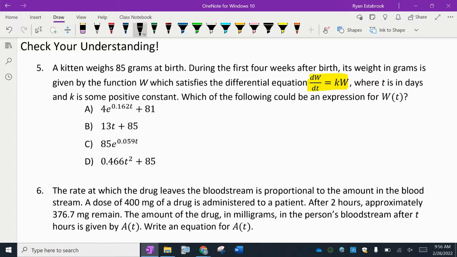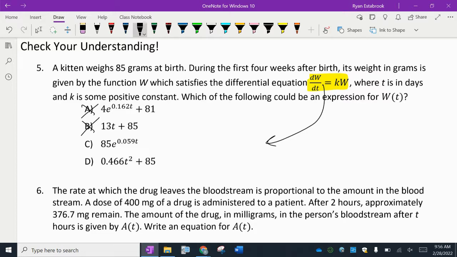But when you see an equation like this, where the derivative of w is equal to w times some constant, this is a direct variation. One of these meets that form. Answer A is not correct. Answer A could be kind of close, but the problem with this one is we have the plus 81. This is not direct variation. You can't add a number to it. Letter B would be linear, definitely not correct.